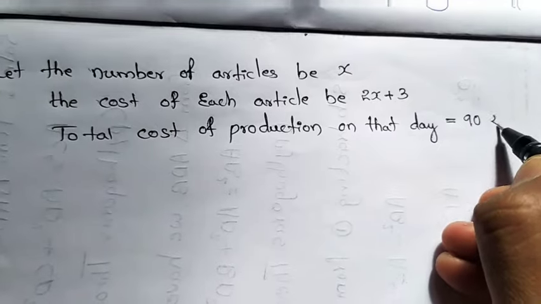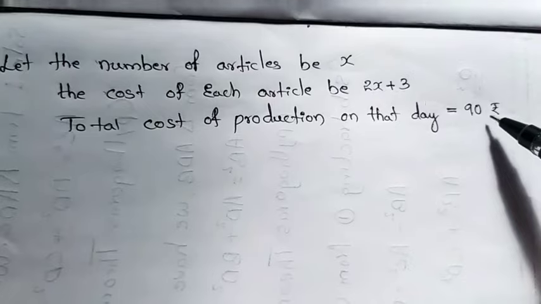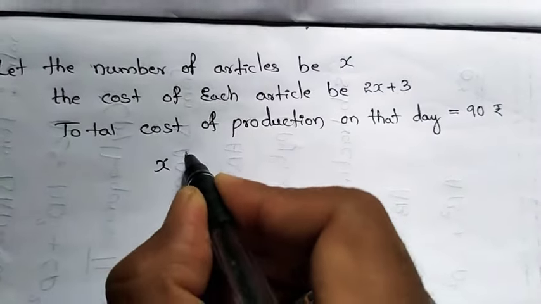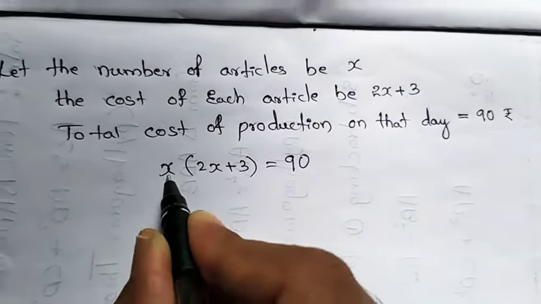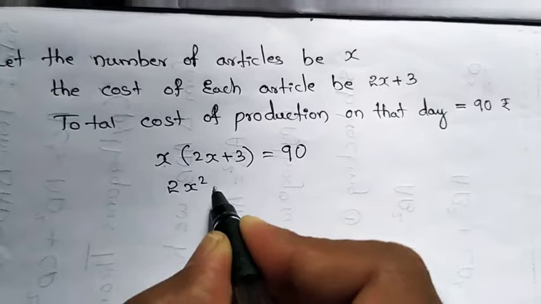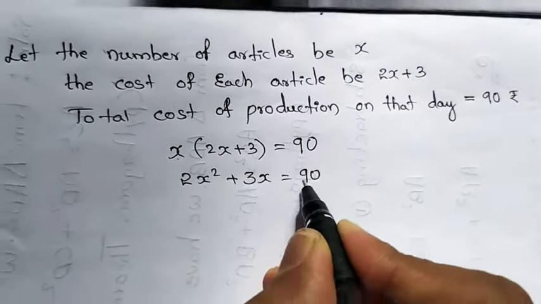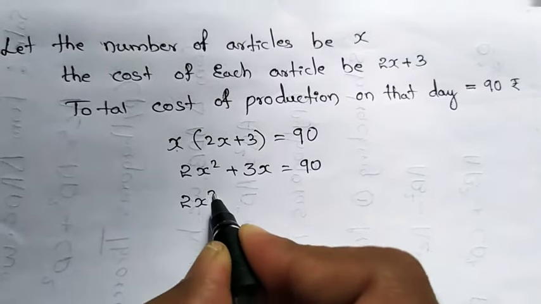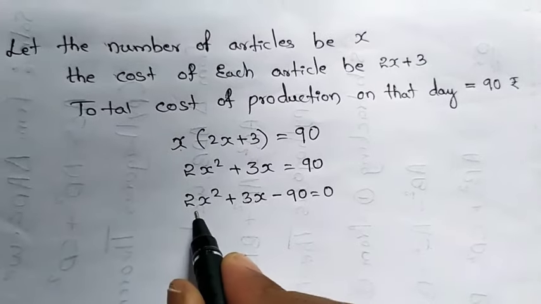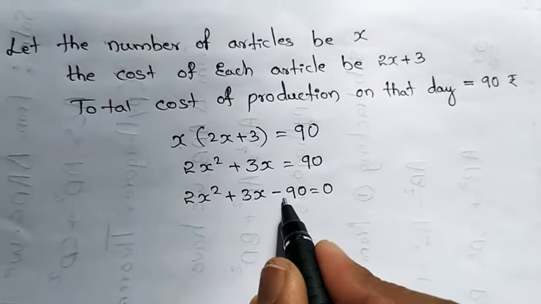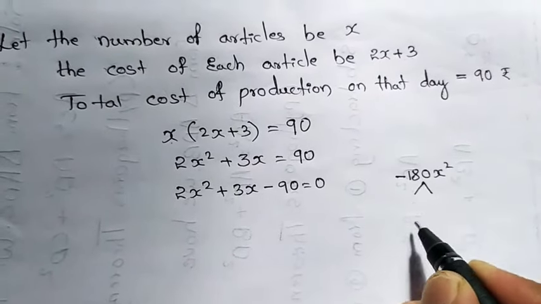And the total cost on that day is how much? That is 90 rupees. If you multiply the cost and articles, you will get the 90 rupees. So that is x into 2x plus 3 equal to 90. So x into 2x, 2x square, plus 2x... I mean x into 3, 3x, equal to 90. So taking the 90 inside, here we will get 2x square plus 3x minus 90 equal to 0. Now 2x square into 90 becomes minus 180 x square, I multiplied. Now factorize it.